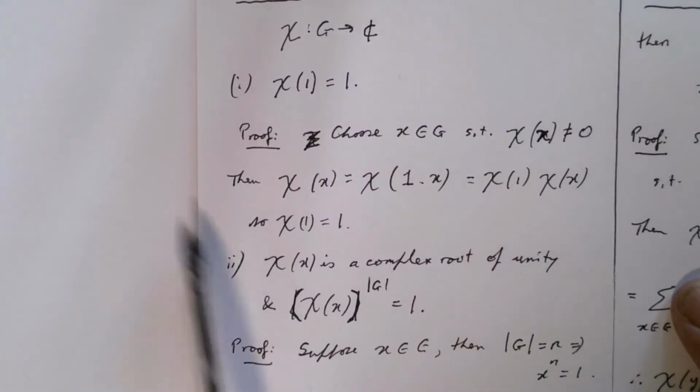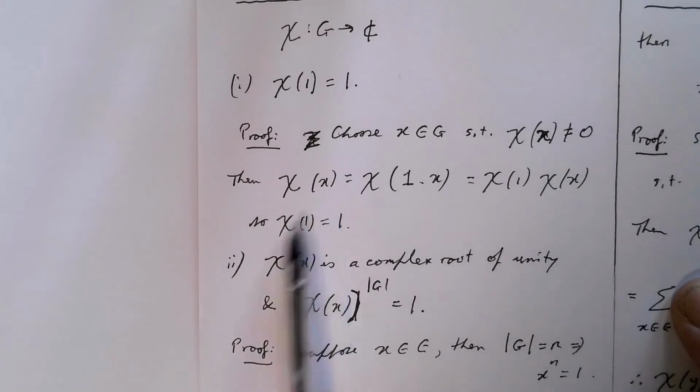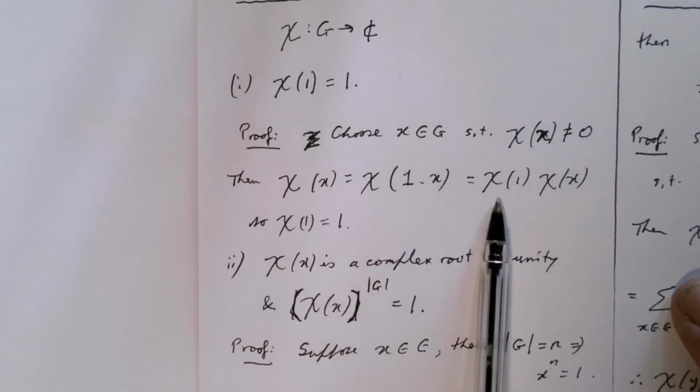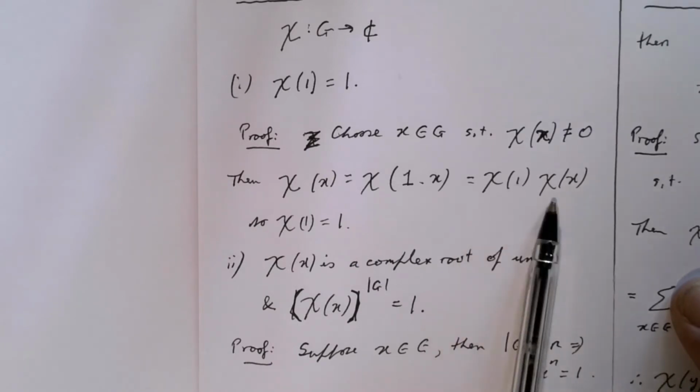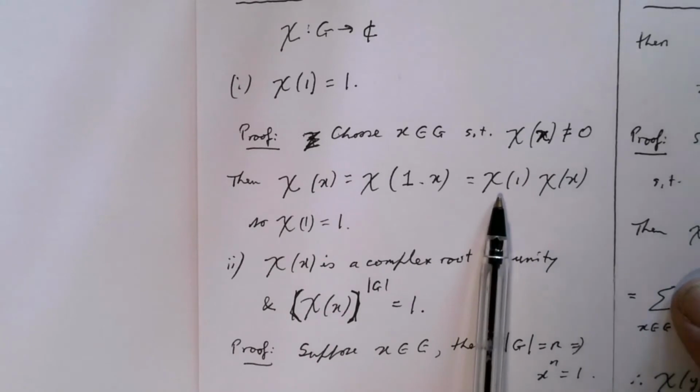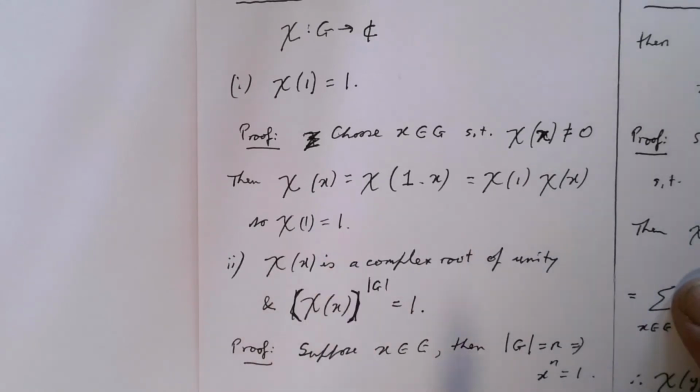And so chi of x, I can write as chi of 1 times x, use the multiplicative nature of chi and split this into chi of 1 times chi of x. This is not 0, so chi of 1 has to be equal to 1. So that gets that out very easily.